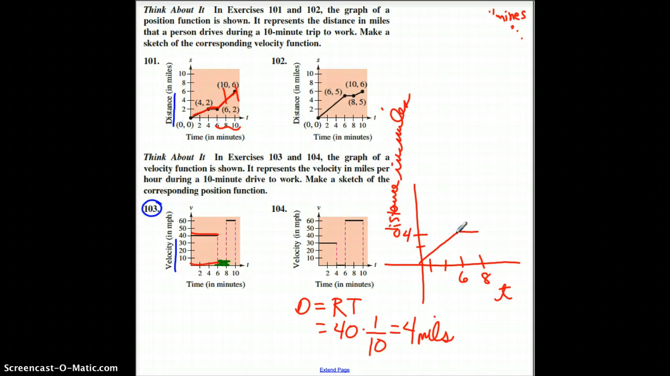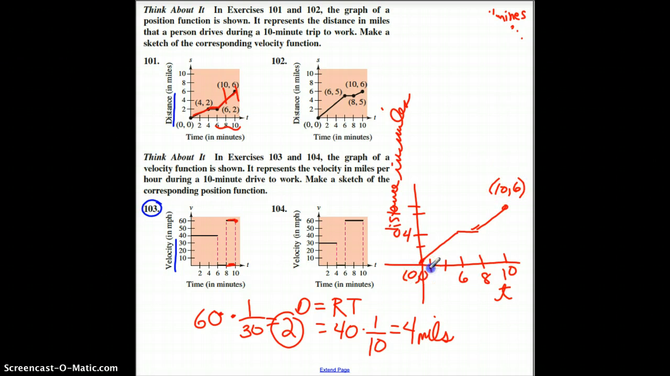And then after that, what happens in the last two minutes of this trip is I'm going 60 miles an hour, and I'm doing that for 2 minutes. So if I'm going 60 miles an hour for 2 minutes, which would be 1/30th of an hour, you could do 2 over 60, it doesn't really matter, I will have gone 2 more miles, which would put me at the end of this trip at 10 minutes, I've gone a total of 6 miles.